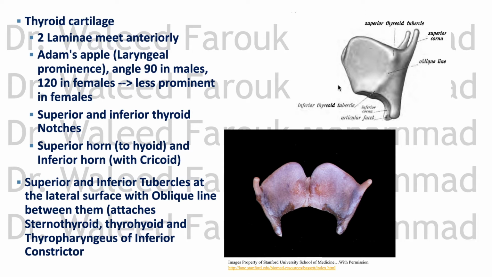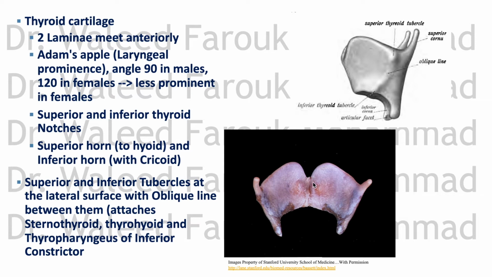Now, this is the biggest cartilage in the respiratory tract. This is the thyroid cartilage. It's made of two laminae. This one, and this is the other one. This is one lamina, and this is the other lamina.